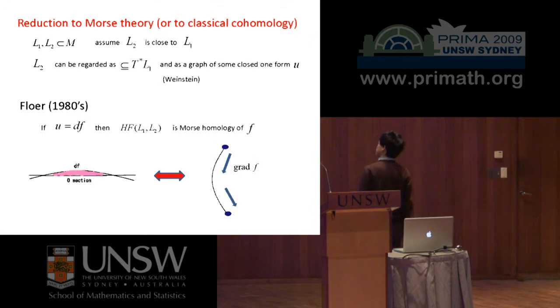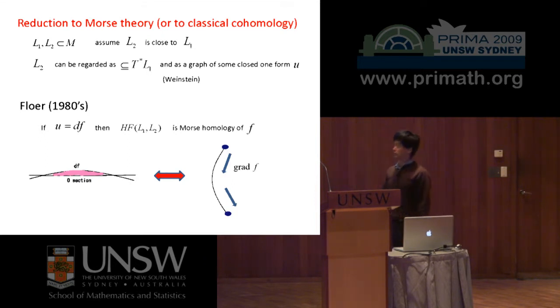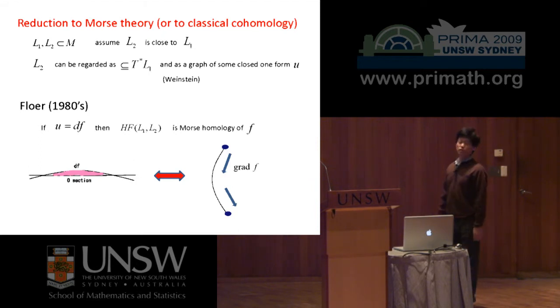I think this was invented by Floer himself. It goes in the following way. Suppose you have two Lagrangian submanifolds in a symplectic manifold, and assume that the second one, L2, is very close to L1, maybe in the C1 sense. Then there is the so-called symplectic neighborhood theorem by Weinstein. This L2, in a sense, can be regarded as lying in the cotangent bundle of L1. So you have L1, its neighborhood is like a cotangent bundle, and L2 is very close to L1. And then in the cotangent bundle, it can be regarded as a kind of graph of a closed one-form.